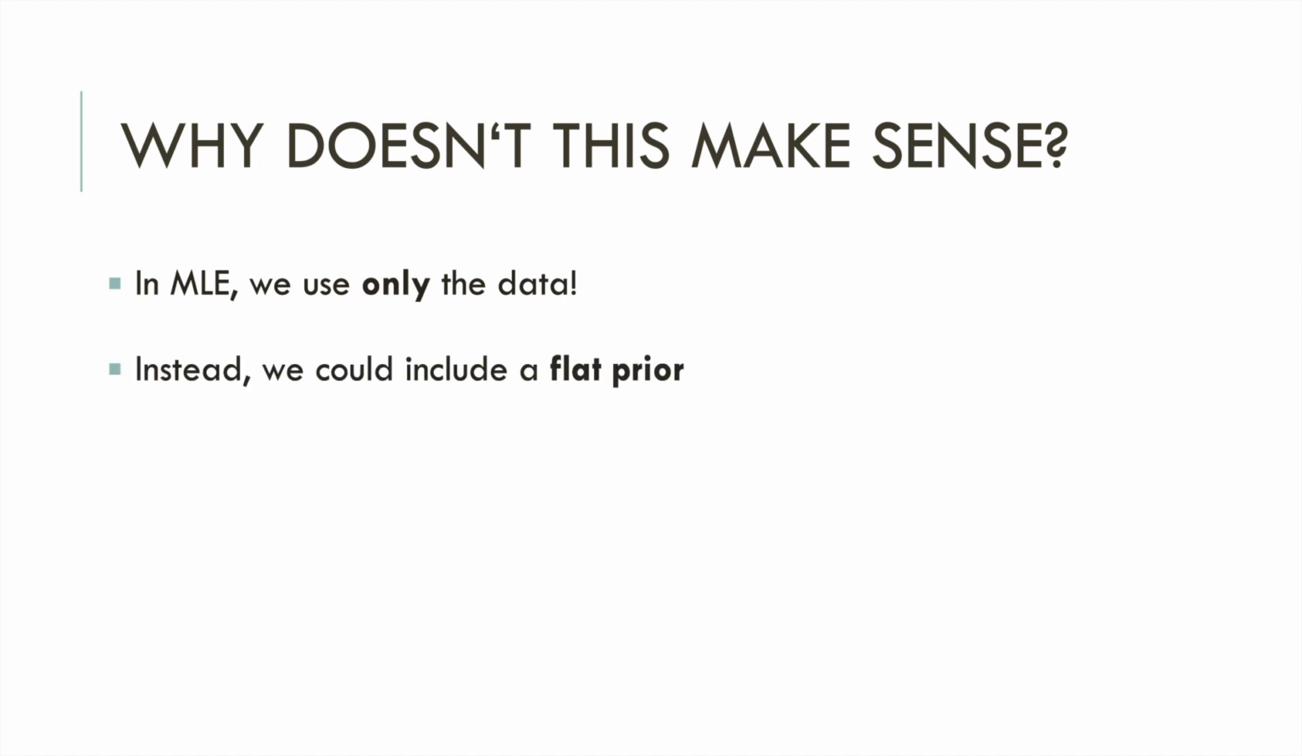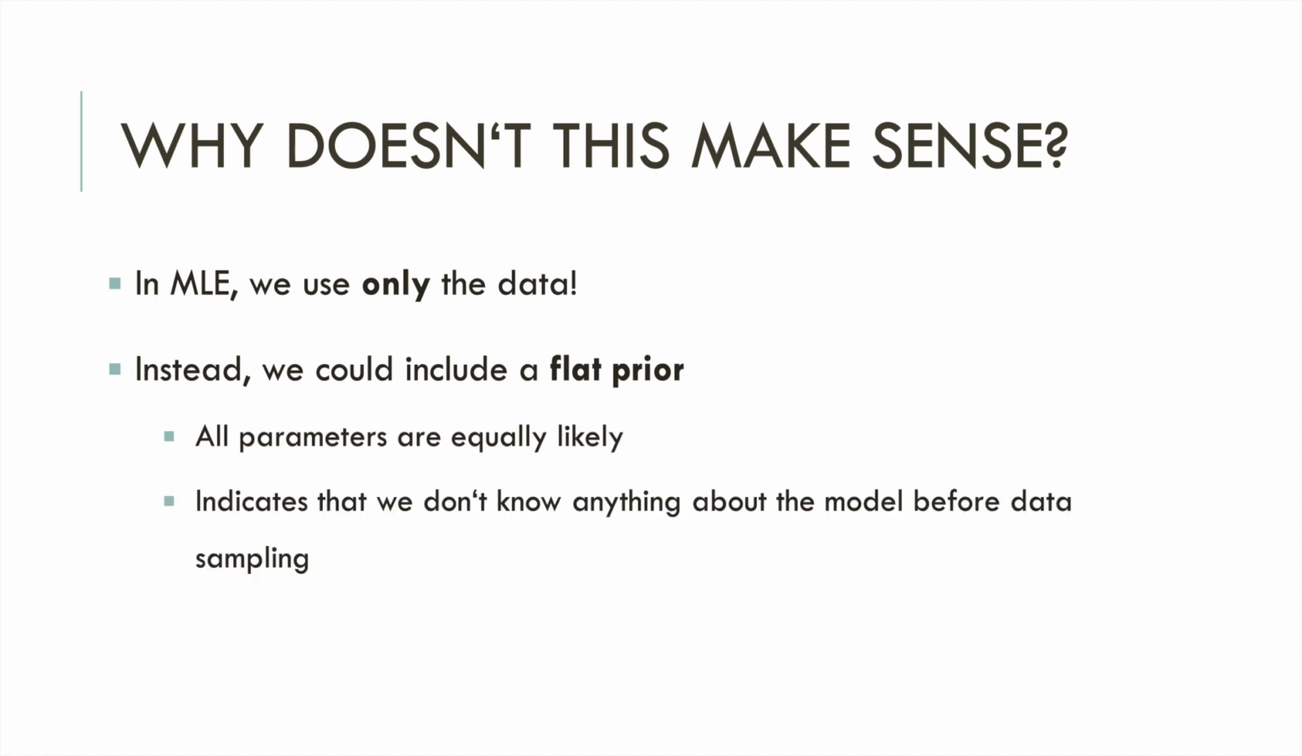Instead of doing this, we should use a prior, which entails a certain belief of a parameter distribution. By choosing a flat prior instead of a prior that has a slope, we make the lack of information explicit. So all parameters are equally likely, and it indicates that we do not know anything about the model before data sampling.